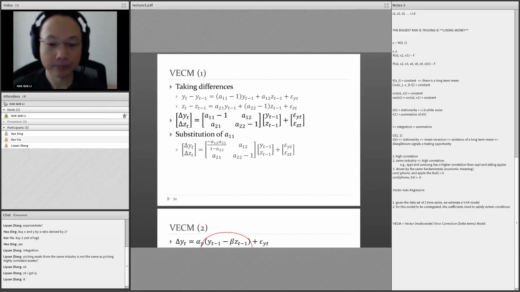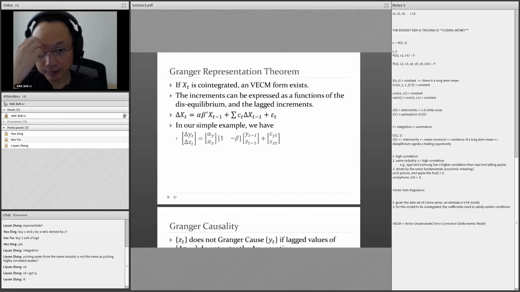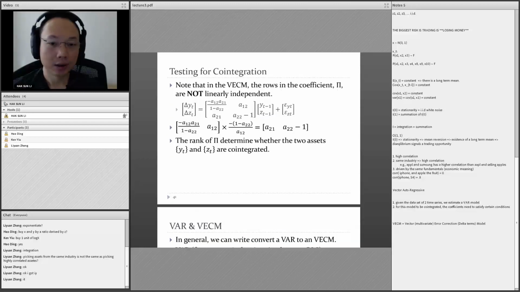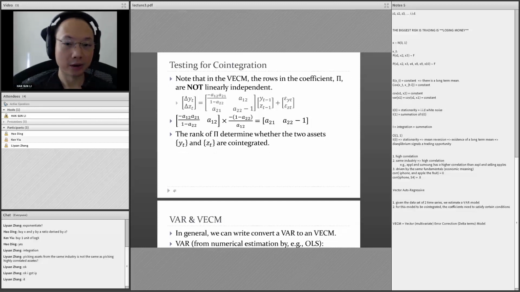It's saying, if the time series are co-integrated, then the rows in the pi matrices, or the columns in the pi matrices, are not linearly independent, meaning that this is not a full rank matrix. Everybody understand this? Or am I making sense here? Or am I talking to myself? So this is very important. You need to understand this.